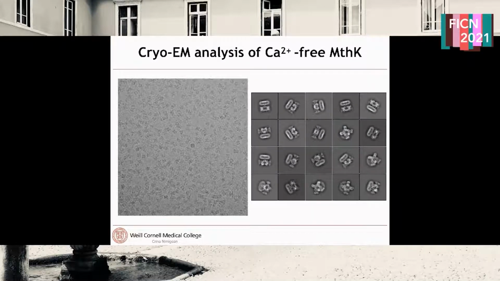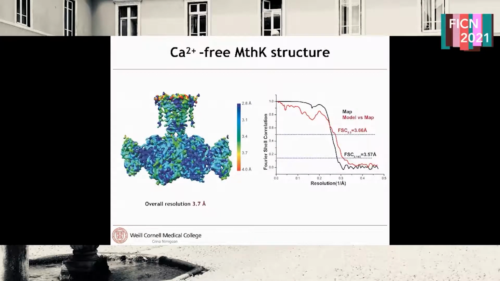And we did that, and these are the class averages, the averages for most of the orientations that we found. You can see that the channel is in all sorts of different orientations. This is the nanodisc, and this is the RCK gating ring, and you can even see here the transmembrane domain. So we could see right away that this is going to go to high resolution, and here's the reconstruction.